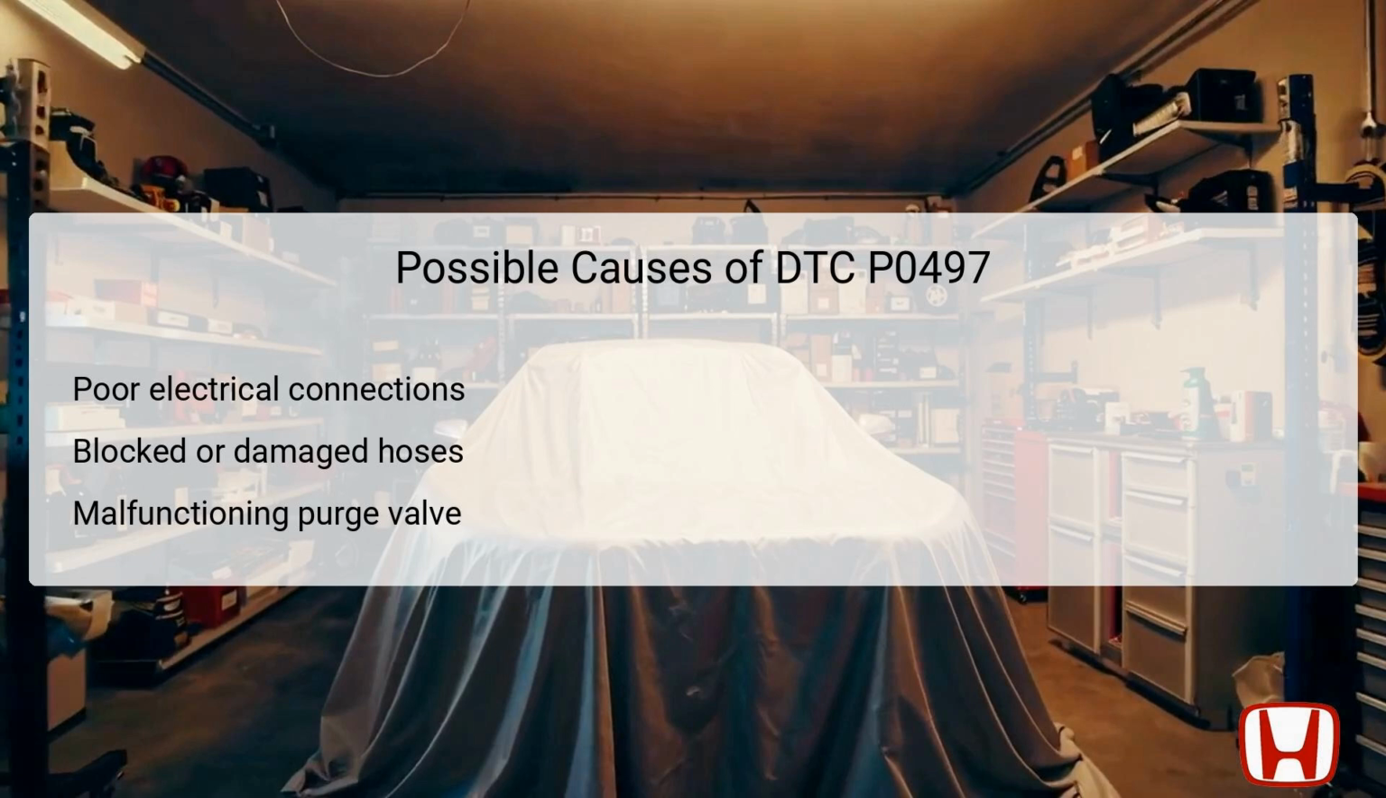Additionally, blocked or damaged hoses in the EVAP system can prevent the proper flow of fuel vapors, causing low purge flow conditions. This includes issues at the connections between the throttle body and the EVAP canister, as well as blockages within the hoses themselves. Furthermore, a malfunctioning purge valve that does not open or close properly can also contribute to low flow. All these factors should be systematically checked to identify the fault. Understanding these possible causes allows for a targeted approach to troubleshooting the vehicle's emissions system.